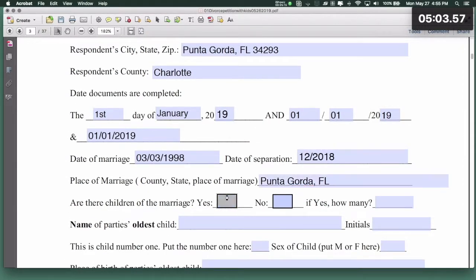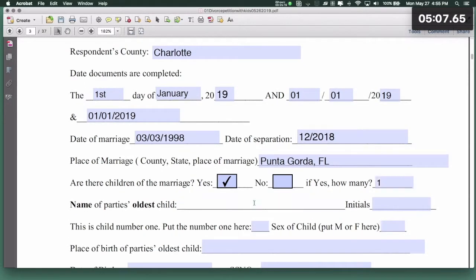Are there children in the marriage? Well, if we remember the Flintstones, yeah, there was one. The oldest child, Pebbles. What was her middle name? I don't remember. Pebbles, I don't know. Pebble. Really, I'm being very creative today. That was sarcasm. Pebble Flintstone, initial P. I don't remember if she had a middle name.